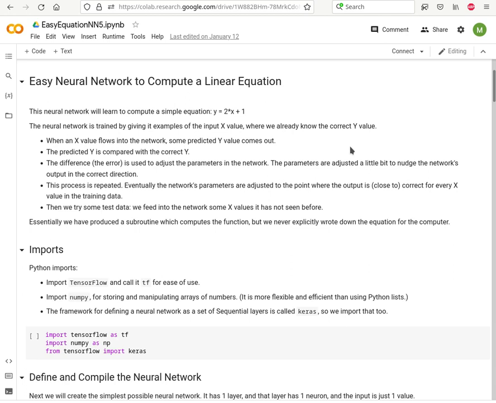So let's take a look at that right now. The equation here is y equals 2x plus 1. That's not hard.